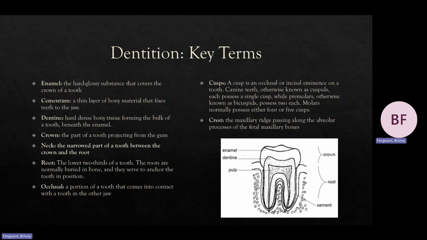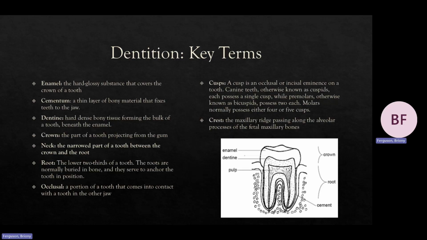Then we have dentine. This is a very hard, dense, bony tissue that forms the bulk of your tooth and sits beneath the enamel. Crowns are the part of the tooth that actually projects from the gum, so it's the part that you can see and are actually brushing. The neck is a narrowed part of the tooth between the crown and the root, so it constricts just a little bit. The root is the lower two-thirds of a tooth, and they're normally buried in bone, either your maxillary bone or your mandibular bone, and they help to anchor your teeth into their position.